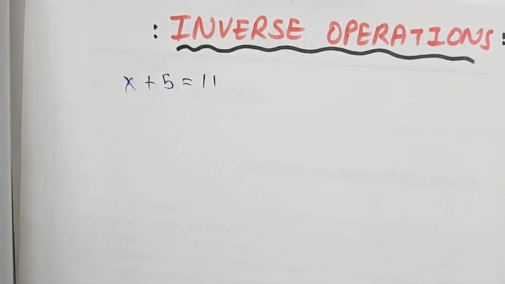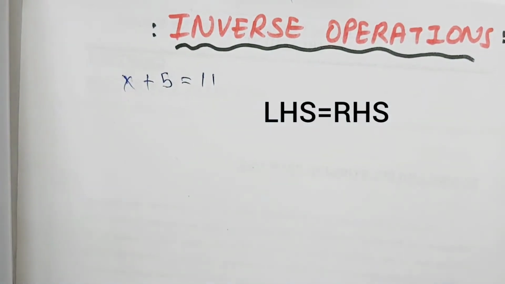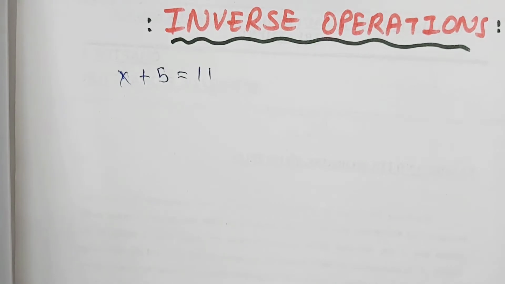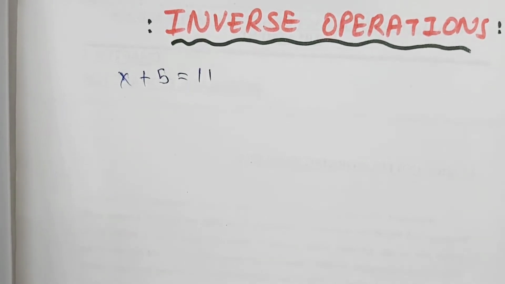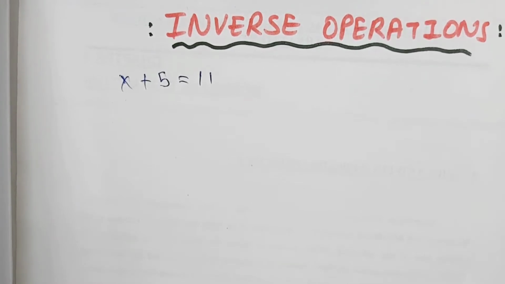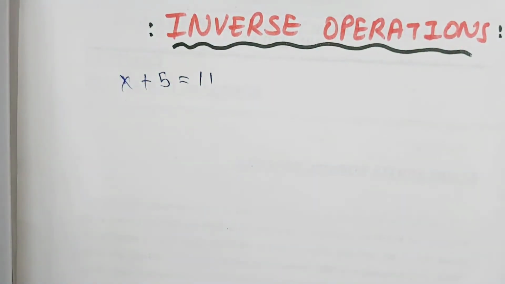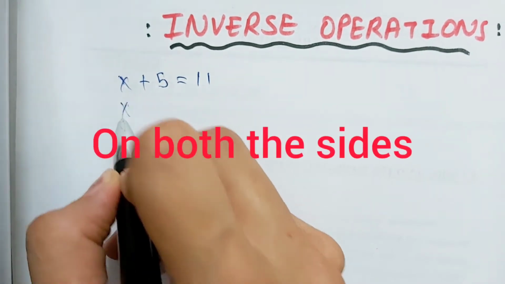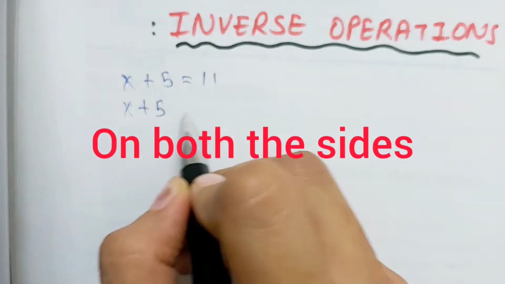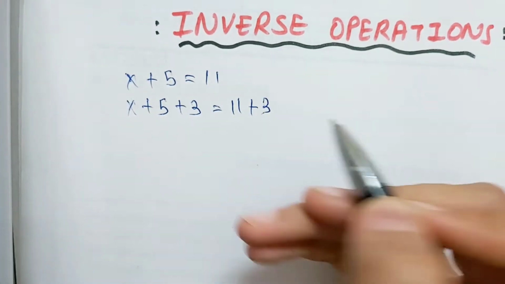Now in order to use this particular inverse operations method, there are certain rules that you need to know. The rules are such that whatever operation you perform, be it addition, subtraction, multiplication or division, you have to perform it on both the sides of the equal to sign, right? If you do it on only one side, then it's not going to hold any value. So for example, let's pick a random number 3. I do x plus 5 and I'm adding this 3. So plus 3 is equal to 11 plus 3.